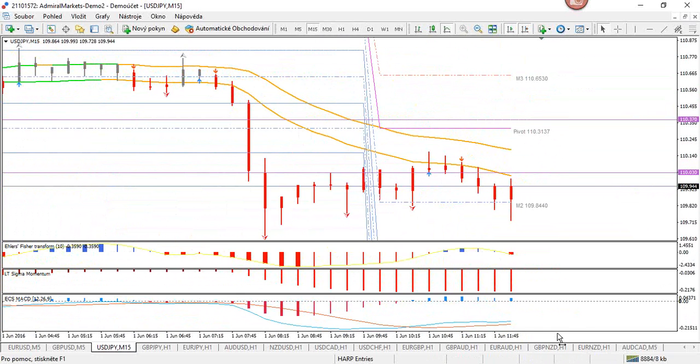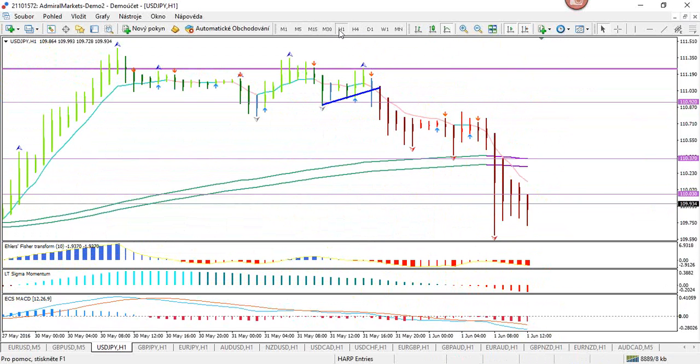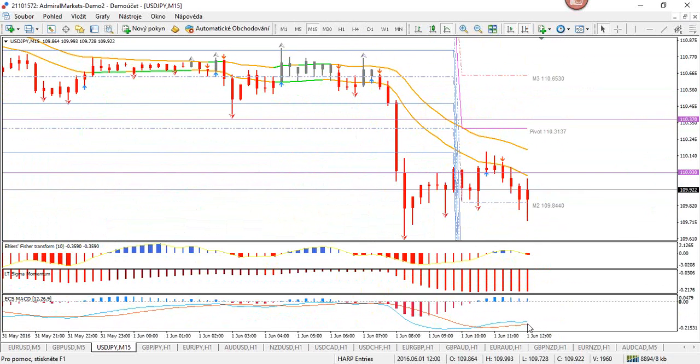Now we do have momentum to the downside on this 15-minute chart. So that's something we might want to consider. Let's take a look.